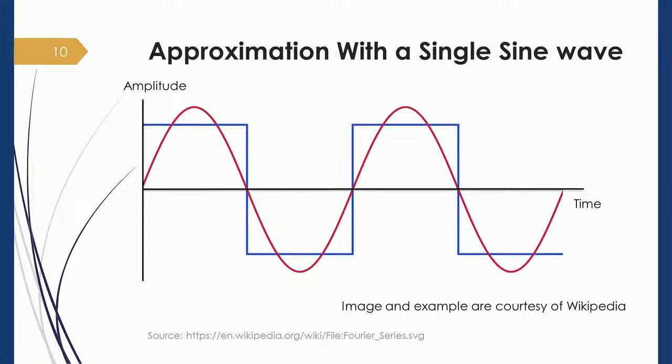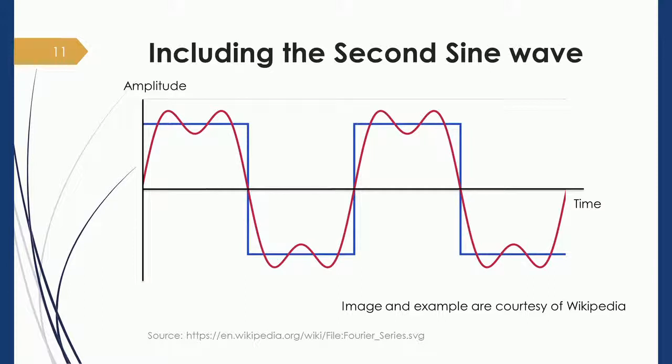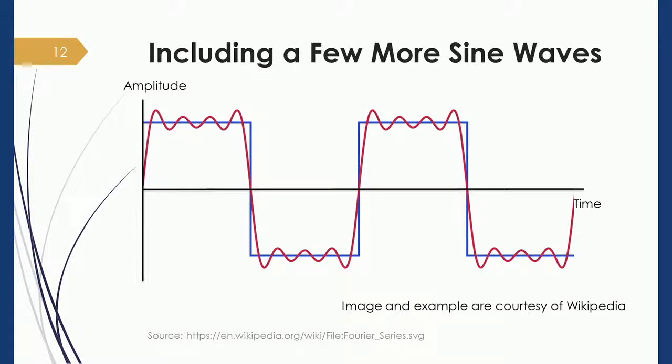And so one can say that the sine wave approximates the square wave, but not as nicely as we would like it to. However, if we include the second sine term, then we get a significantly better approximation of the square wave, and including a few more sine waves, we get an even better representation of the square wave using just the sine terms.